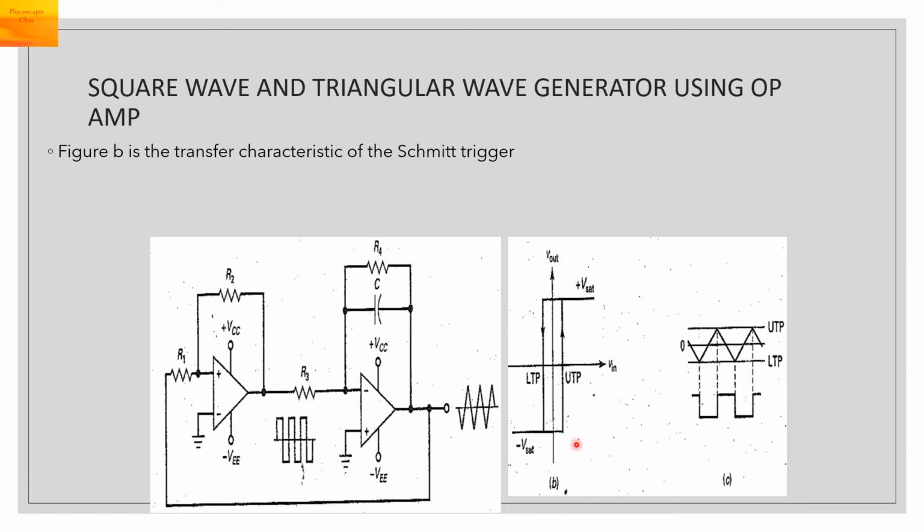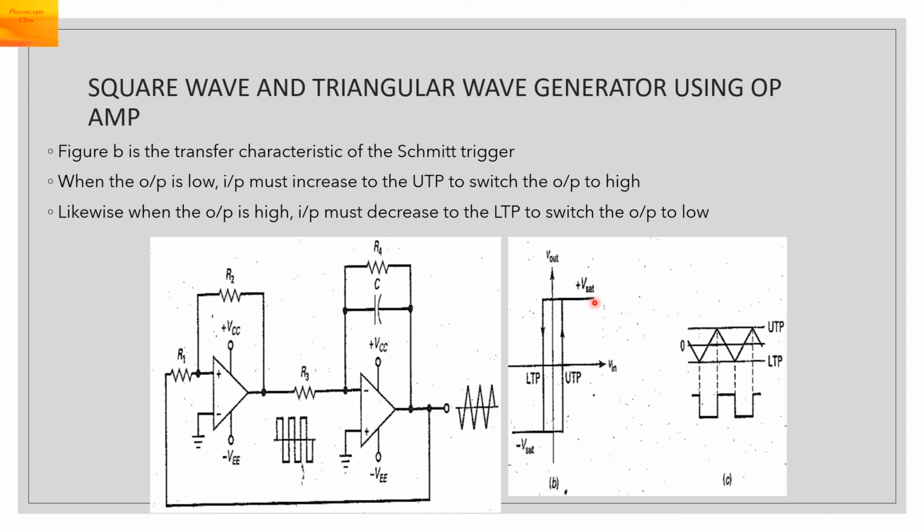Figure B is the transfer characteristic of Schmidt trigger. When the output is low, the input must increase to UTP so that this low output will switch to a high output. Likewise, when the output is high, to change the state, the input must decrease. It should go below LTP so that this output will switch back to the low state.